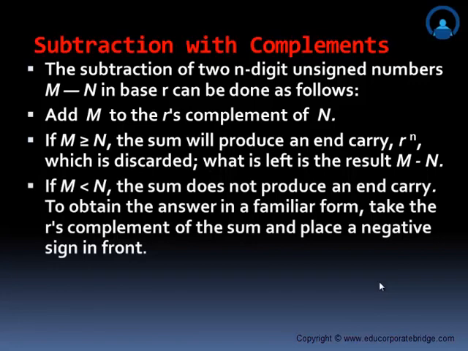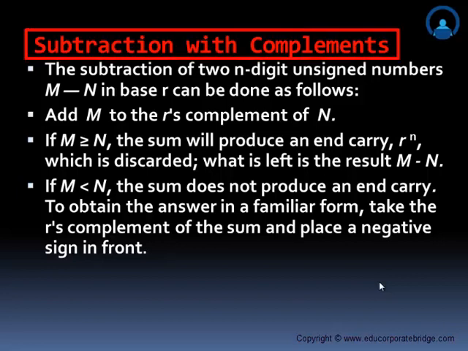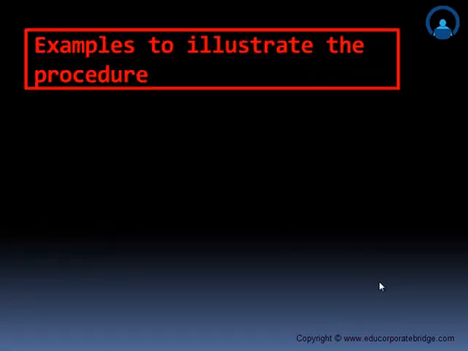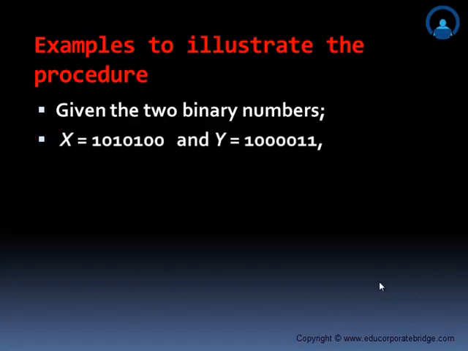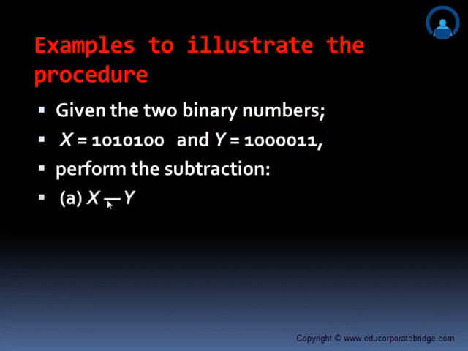So let's proceed further with the valid examples to have a clear idea how the subtraction with complements can be executed. Examples to illustrate the procedure. Now first we'll start with two binary numbers. Let us say x, which is 1 0 0 1 0 1 0 1 0 0, and y, which is 1 0 0 0 0 1 1.